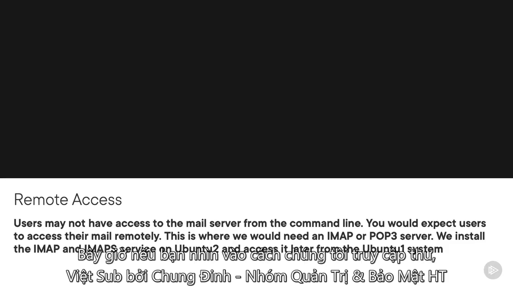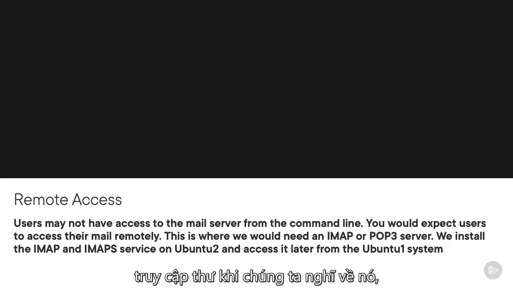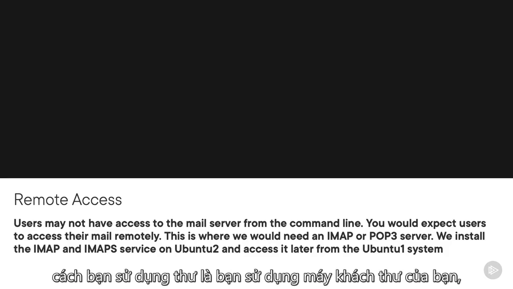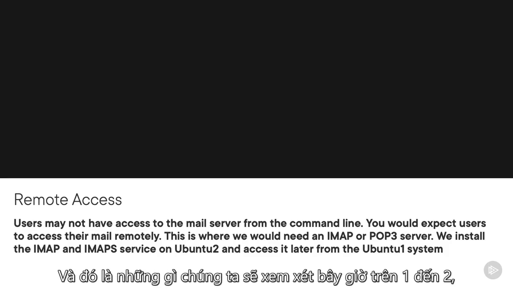Now, if you look at the way we've accessed mail, we've been on Ubuntu 2, the mail server, and we've been accessing our mailbox locally. But that, of course, is not the normal way we're going to access mail. When we think about it, the way that you use mail is that your mail client connects to your mailbox. And that's what we're going to look at now.